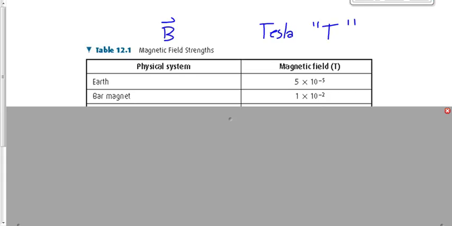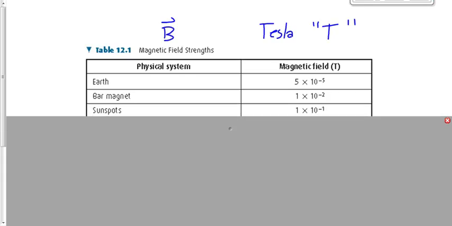A typical bar magnet is about 1,000 times the strength of the Earth's magnetic field. Now, the bar magnets that you guys use in your activity have a weak magnetic field. They're weak bar magnets, but they're still way stronger than the Earth's magnetic field. And you know that because the compasses that you put around them were affected way more by those bar magnets than they were affected by the Earth's magnetic field.